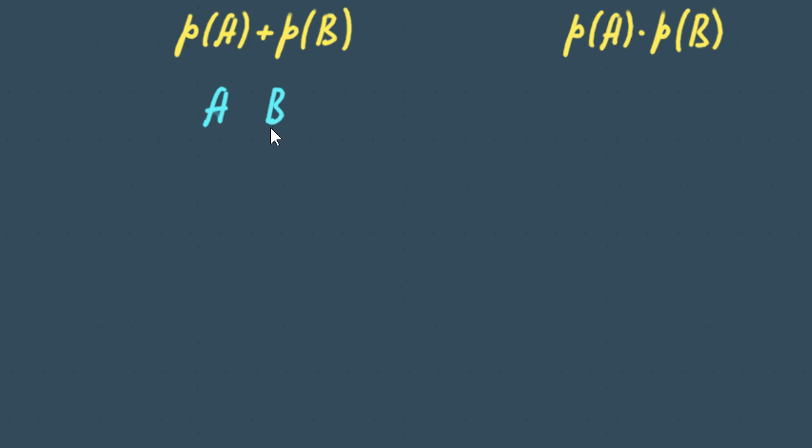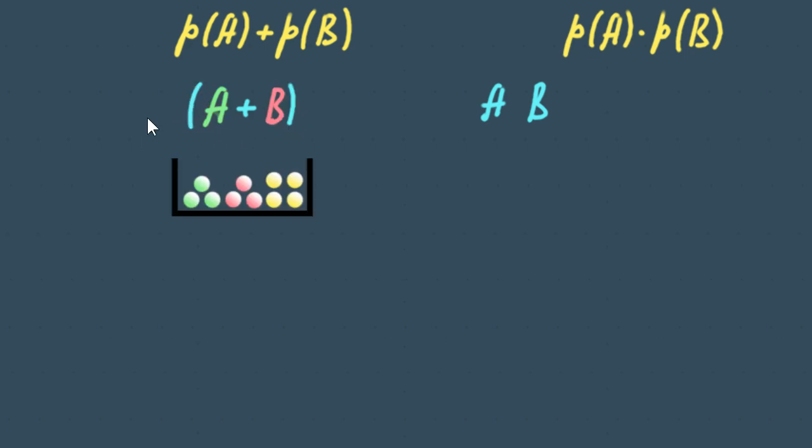Events are called incompatible if the occurrence of one event excludes the occurrence of another. The sum of two random events is when we have an event either B or A, and both events cannot occur at once. And the probability of the sum of two incompatible events is equal to the sum of the probabilities of these two events.